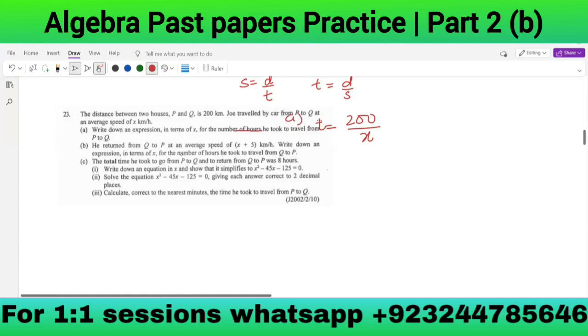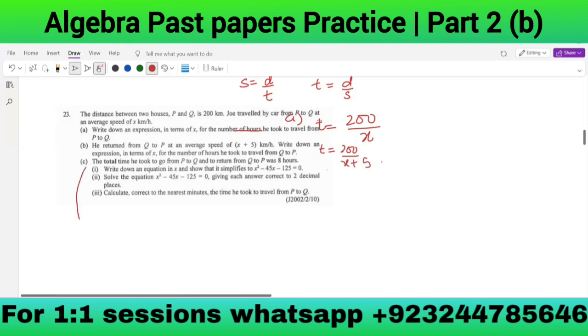Part B: he returned from Q to P at an average speed of x plus 5 km per hour. Write down an expression in terms of x for the number of hours he took to travel from Q to P. So now his speed is x plus 5, so the number of hours would be 200 divided by x plus 5.